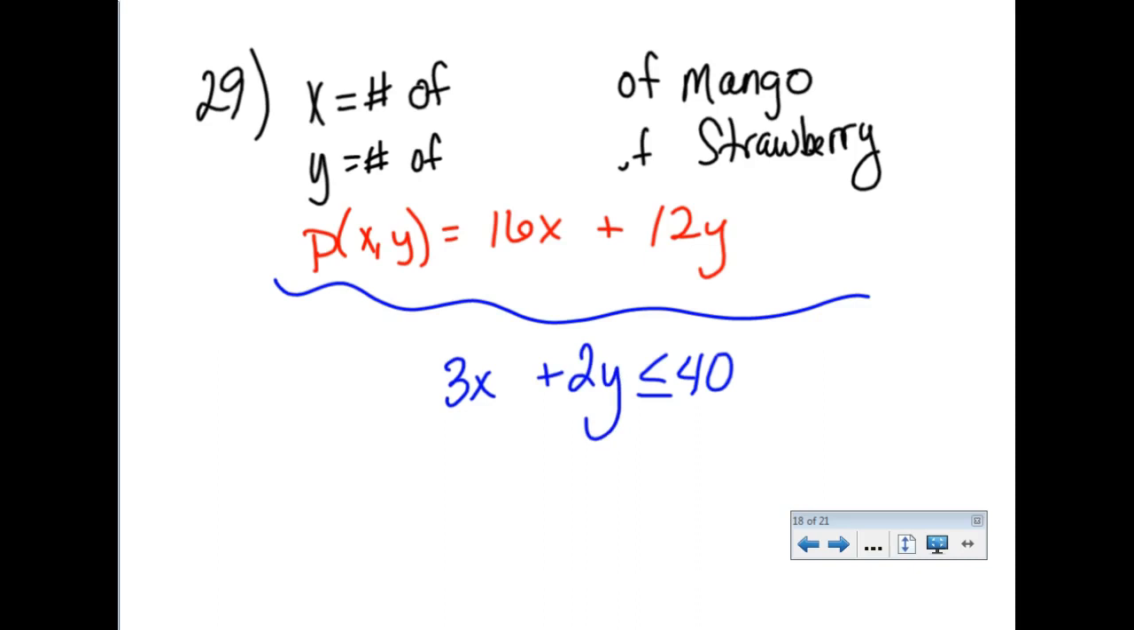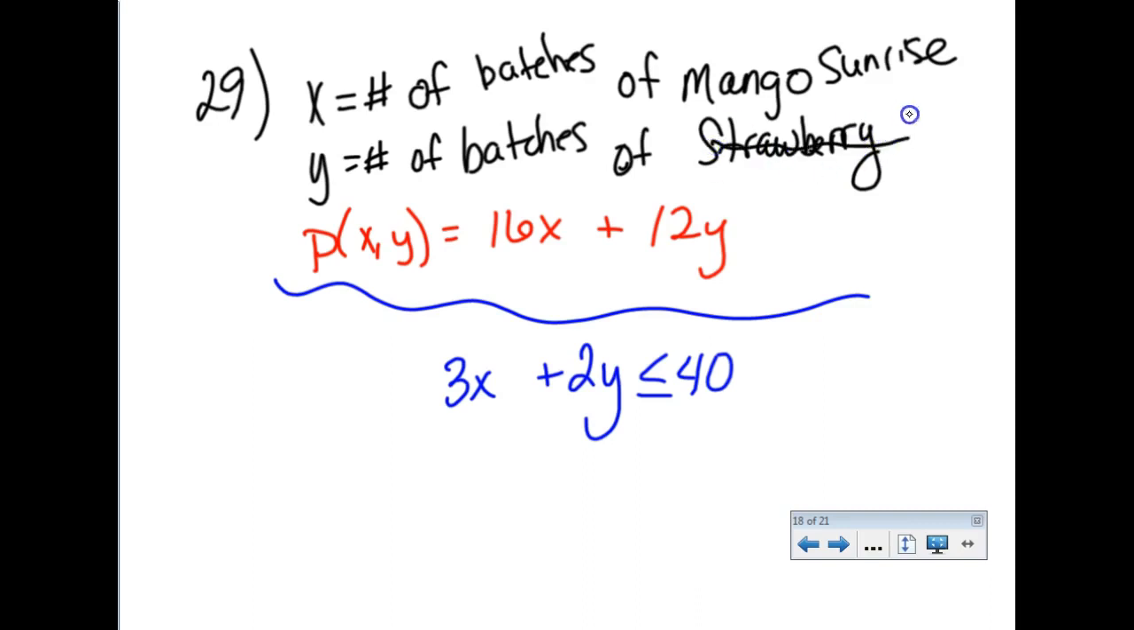Okay, I think I figured it out. This represents the number of batches, I was right the first time, excuse me, of mango sunrise. I apologize. What's the name of the other drinks? Oasis Dream. Gosh, why did that take me forever to figure out?